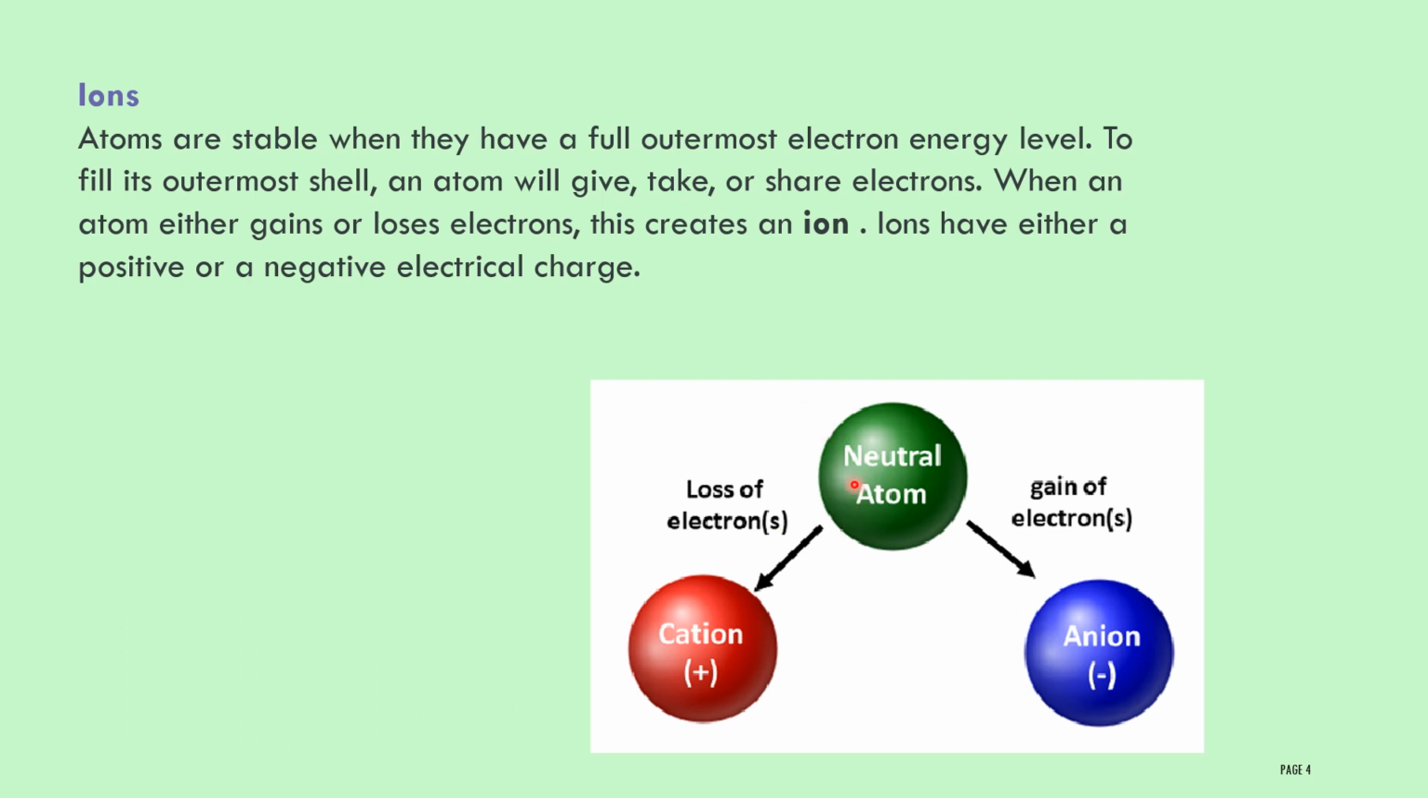This is a neutral atom. When loss of an electron takes place, it forms a cation. Here the same neutral atom, if it gains an electron, forms an anion. To attain stability, atoms sometimes accept electrons, sometimes share electrons, sometimes give electrons. Ions form only when it accepts or gives electrons.